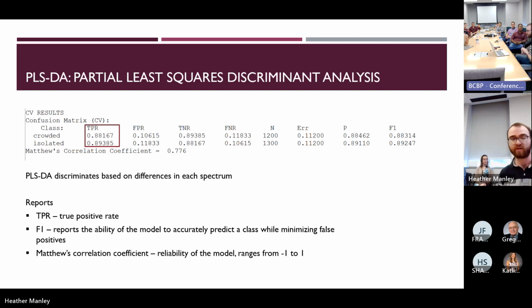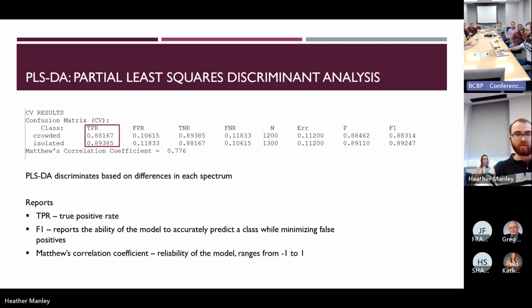The other information that's also relevant is the F1 value, which reports the ability of the model to accurately predict a class while also minimizing the false positives, which FPR is the false positive rate. And then the last value that's important is the Matthews correlation coefficient. It is the reliability of the model overall. It can range from -1 to 1, -1 being all spectra determined incorrectly, and 1 being all spectra determined correctly. The other values can be relevant, but since we're using 2 classes, most of them are repetitive of the information before.